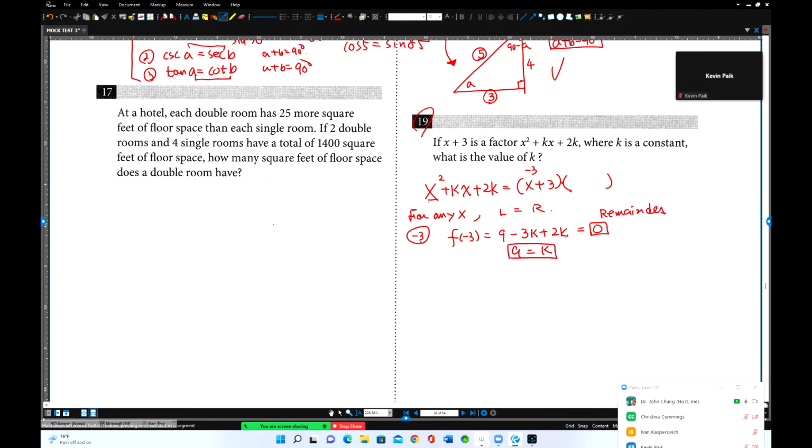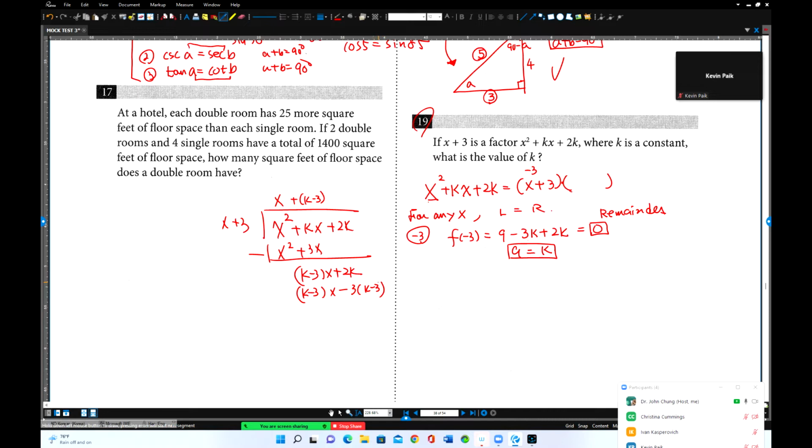Or you can use long division, which is okay too. x plus 3. x over here, right? To eliminate the x squared, we need to multiply by x, so x squared plus 3x. When you subtract over here, kx minus 3x is k minus 3 times x, and plus 2k, right? To eliminate k minus 3 times x, we have to add the constant k minus 3. So k minus 3 times x, and we still have 3 over here, right? So what is that? 3 times k minus 3 again.